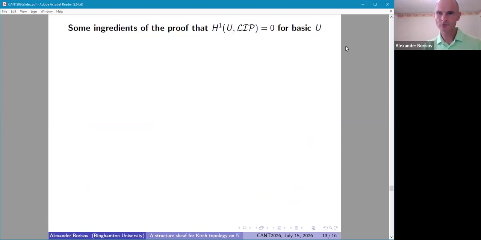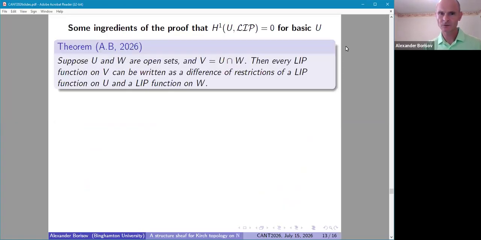Okay, here are some ingredients of the proof that H1 is 0 for basic Q. This theorem is almost too strong, but it is true. If you have an intersection of two open sets, the intersection, of course, is open. Actually, just openness of the intersection is enough. And every lip function on V can be written as a difference of restrictions of lip functions on U and W. I want to emphasize this is true for lip functions, but not for local lip. Local lip may not be the difference of restrictions of local lip. But if V is such that every local lip function is lip, then this is very powerful too.